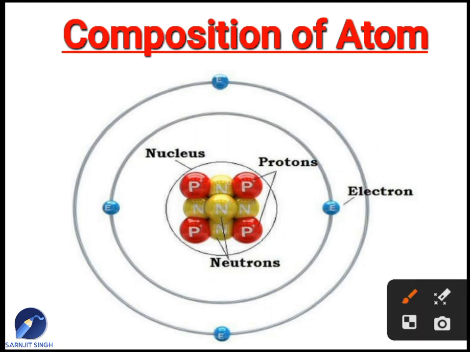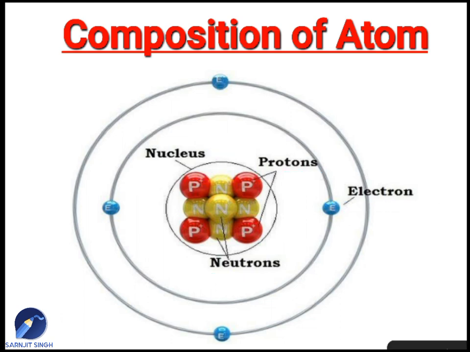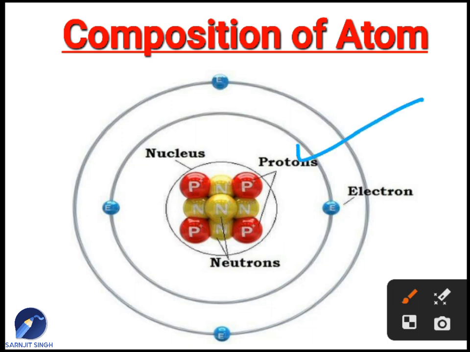Okay, so I repeat, protons and neutrons are present inside the nucleus of an atom, but electrons are present outside the nucleus, though they are inside the atom. That means there are a total of 3 types of particles inside the atom. First is protons, second is neutrons, third is electrons. These are the 3 types of particles present inside the atom.